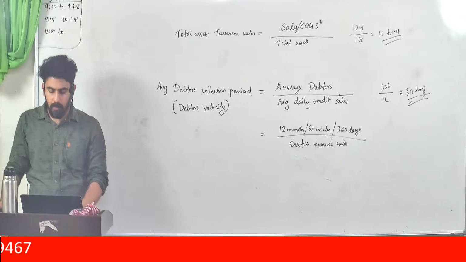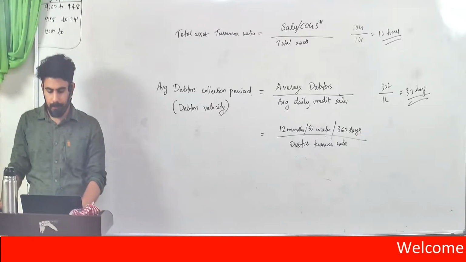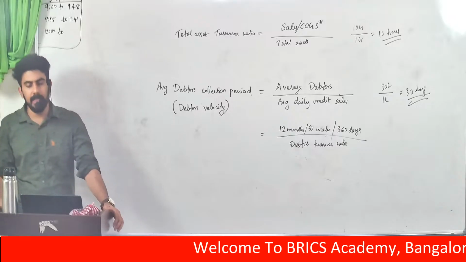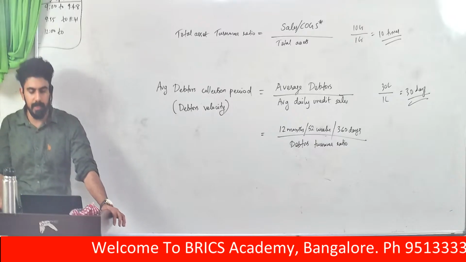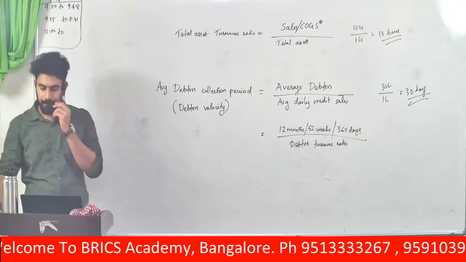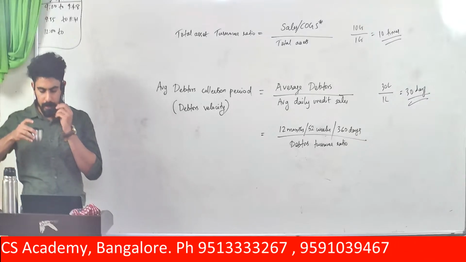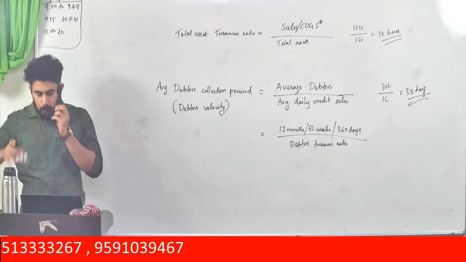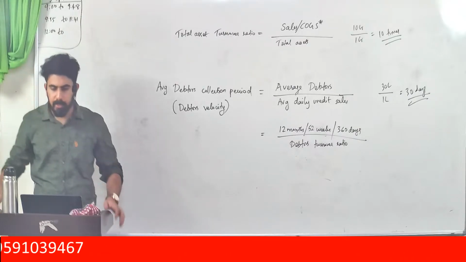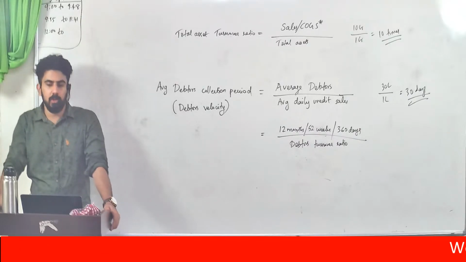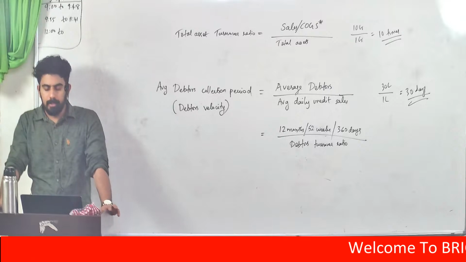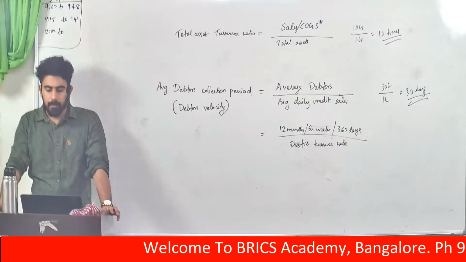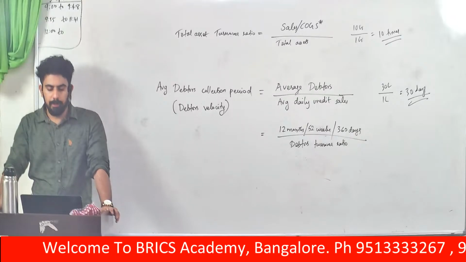Okay, let's go one by one. First category, guys, based on sales. Put a small heading, profitability ratio based on sales. First one, GP ratio, gross profit ratio.